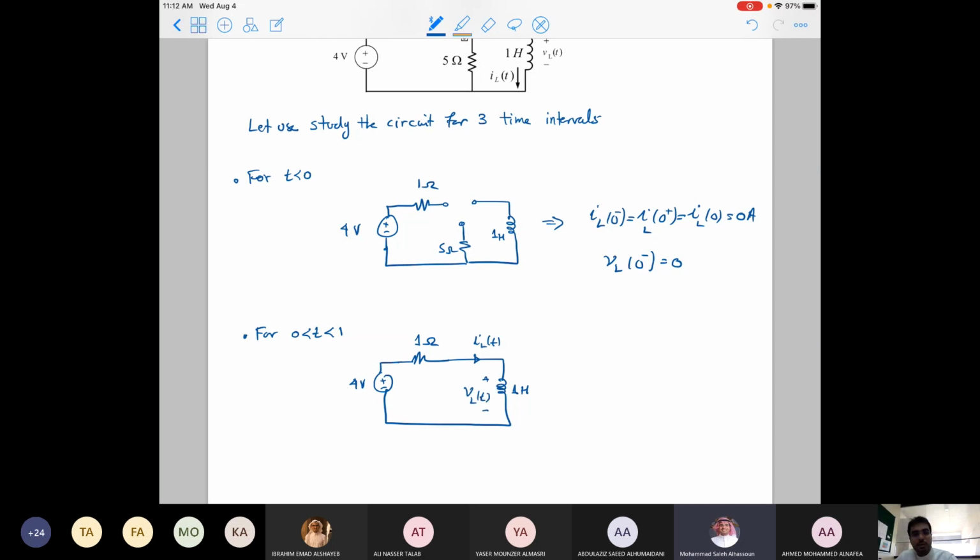Here it makes more sense to find I L of t, then take the derivative of the current, scale it by the inductance, and find V L of t. So in order to find I L of t, you need to find the time constant, and you need to find the final value.